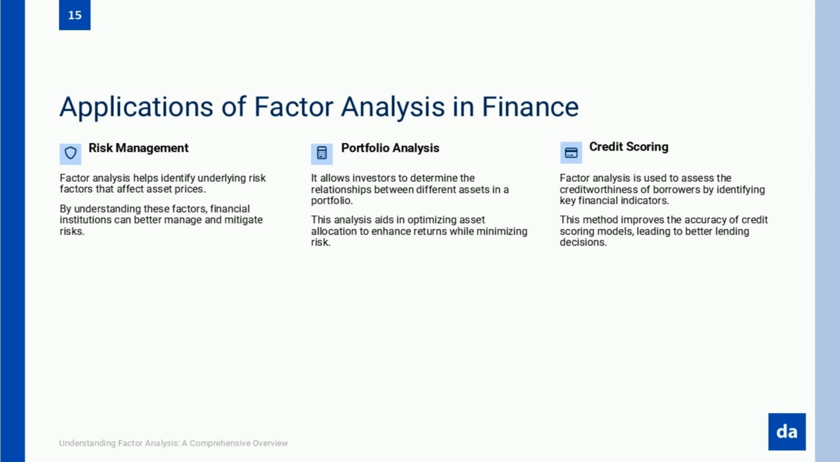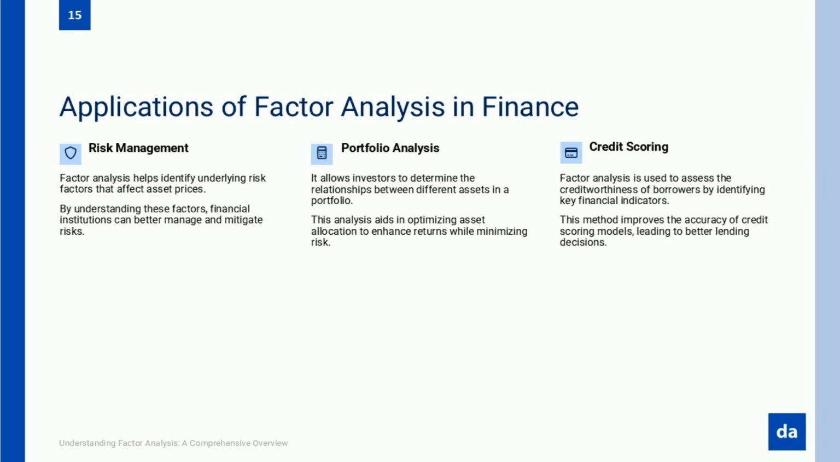Then there's portfolio analysis, where factor analysis plays a key role in optimizing investment strategies. Not all stocks move independently. Some tend to rise and fall together due to common underlying factors like industry trends or global economic shifts. By identifying these hidden relationships, investors can diversify their portfolios more intelligently, spreading risk across different factor groups instead of unknowingly investing in assets that are secretly correlated. It's like building a balanced diet. You don't want all carbs or all protein, you need the right mix to stay healthy.